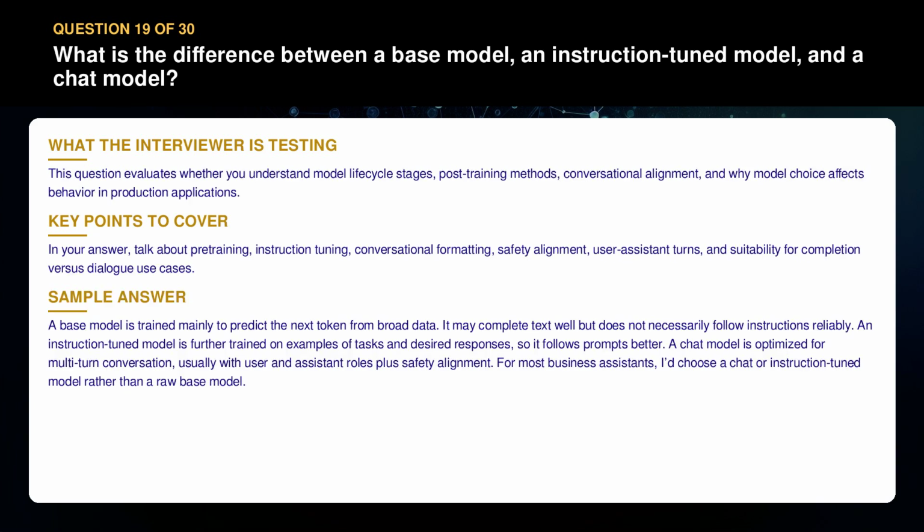A base model is trained mainly to predict the next token from broad data. It may complete text well, but does not necessarily follow instructions reliably. An instruction-tuned model is further trained on examples of tasks and desired responses, so it follows prompts better. A chat model is optimized for multi-turn conversation, usually with user and assistant roles plus safety alignment. For most business assistants, I'd choose a chat or instruction-tuned model rather than a raw base model.